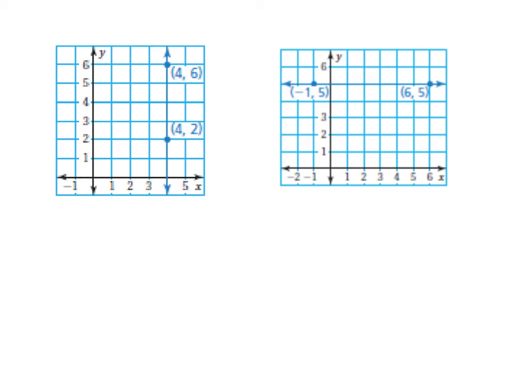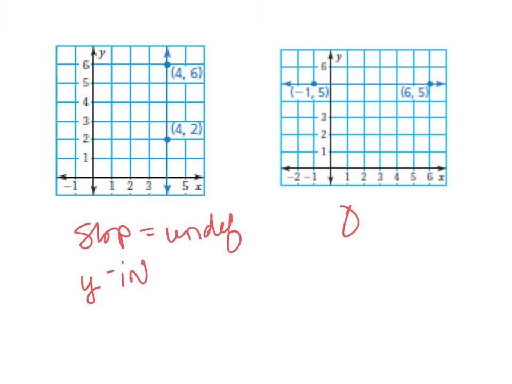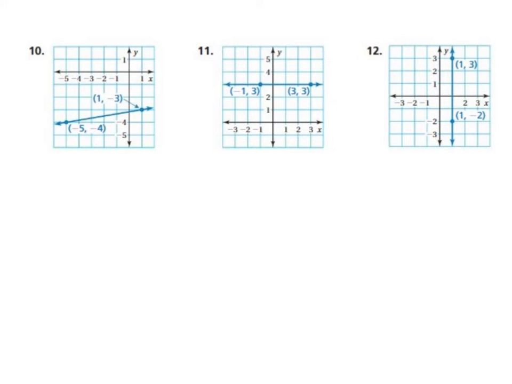Okay, then we have our vertical and our horizontal line. Remember, slope of a vertical line is undefined, and slope of a horizontal line is 0. Y-intercept. Here we have none. It does not ever cross the y-axis. Here it crosses at (0, 5), or just plain 5, either way. Try these 3. Pause the video and try these 3.